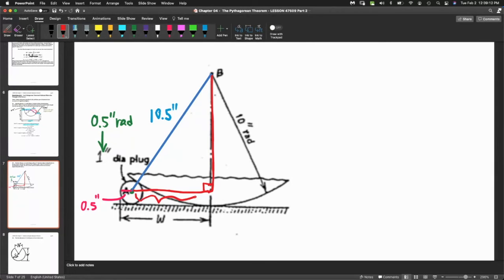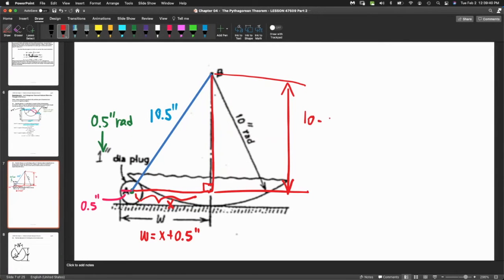This length here, I'm going to give it a name. I'm going to call it x, which means that w is x plus 0.5. So if we can get x, then we've completed the question. However, we don't know what this height is. Can someone tell me how much that height is? Zifeng is correct. That is 9.5. It's very similar to the first question we did today. So yeah, 10 minus 0.5. Thank you. So that's 9.5 inches.